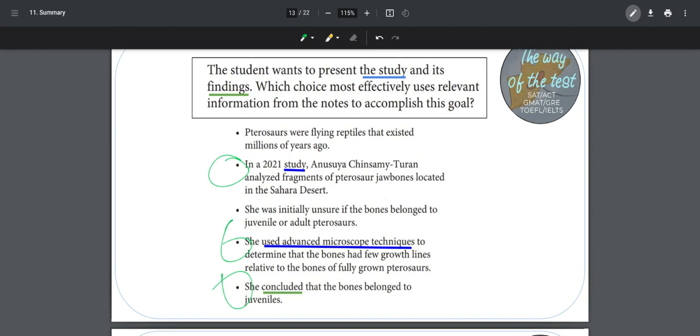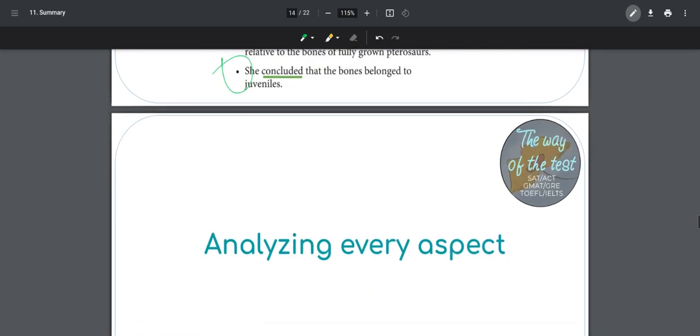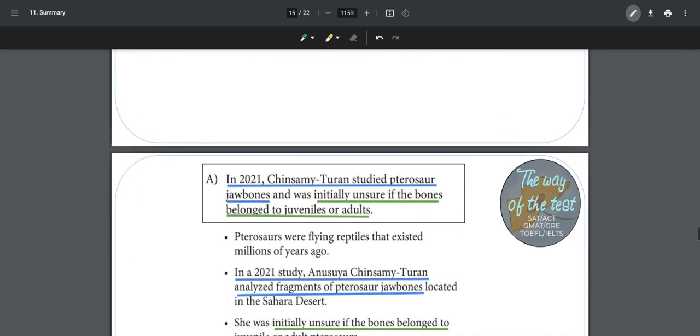Do you still want to do it like that? Not really. You could read the notes and then get the answer from the notes, but it's more difficult, and why would you? Now we're going to analyze every aspect and put it all together.